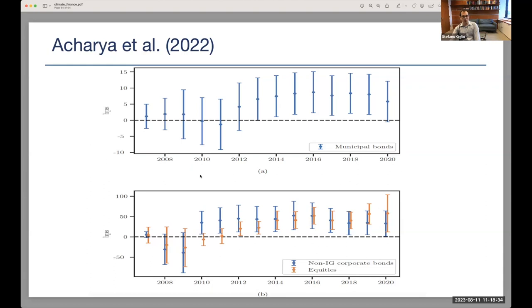The same you can see in corporate bonds and equities that are exposed to this heat risk, again for a given geographic location. You didn't see much before 2010, and you see the results much stronger today. They also do this for different types of risks, like hurricane risk and cold risk, and they find very little. So going back to what Alexi was saying, it seems like heat risk is a very important driver of the perception of climate risk, which is going to be relevant for what I'm going to say in a little bit also.